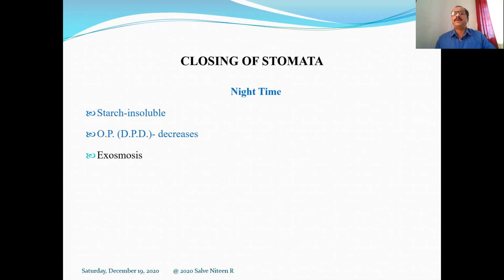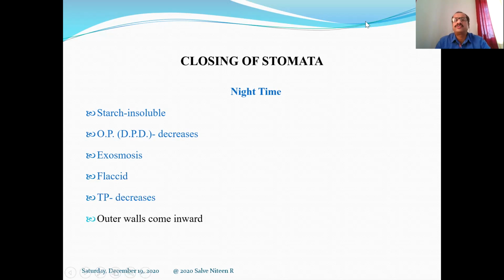And this outward movement of water from the guard cells to the subsidiary cells is known as exosmosis. When exosmosis occurs, the guard cells become flaccid, they become plasmolyzed. And when they are contracted, their turgor pressure decreases. And when their turgor pressure decreases, the outer wall as well as inner walls come close together, and therefore the central cavity, which was wide open, is now closed. This happens during nighttime. So this is the basic mechanism.